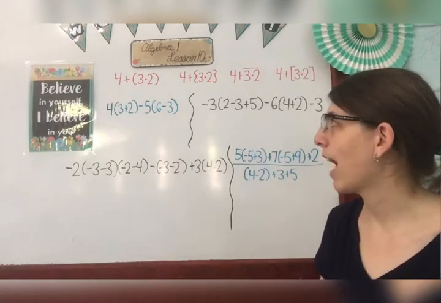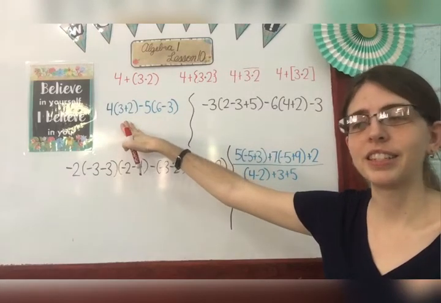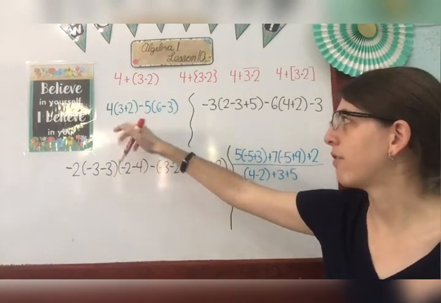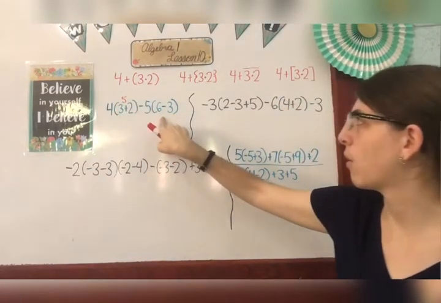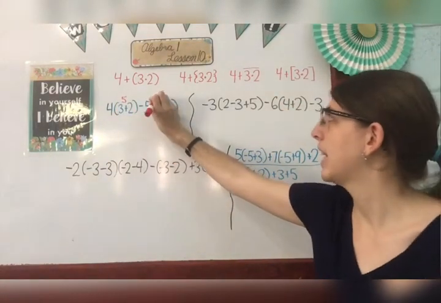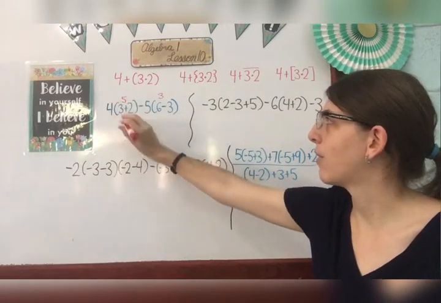So I'm going to start out with my 3 plus 2 because my parentheses tell me that this is what needs to be done first. So I know that 3 plus 2 is 5. I know over here that 6 minus 3 is 3. So now I'll multiply. 4 times 5 is 20.